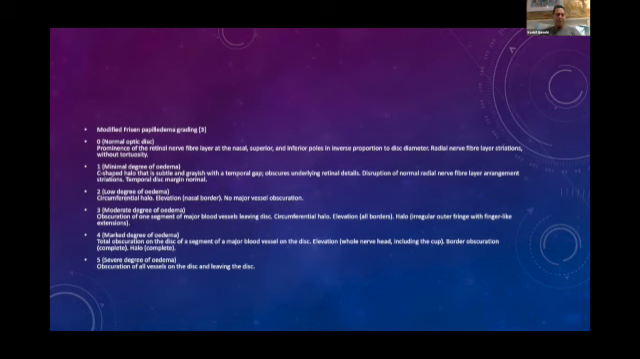I put this in. It's the Friesen papilledema grading. I'm not going to go through it in detail, but I'm sure we're recording this and it will be available online, so you'll be able to have a look at the actual grading of papilledema categorically.